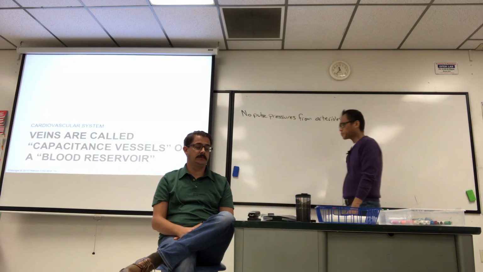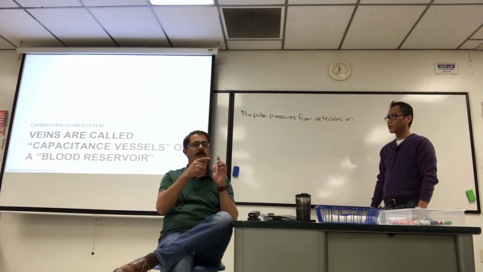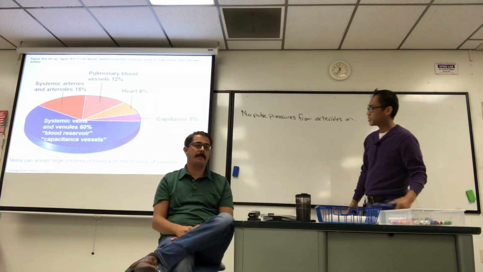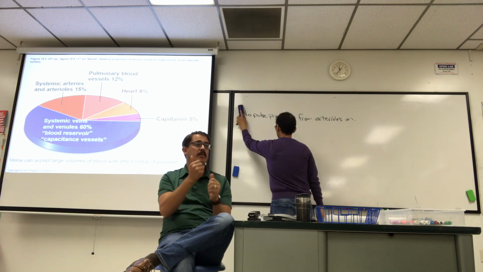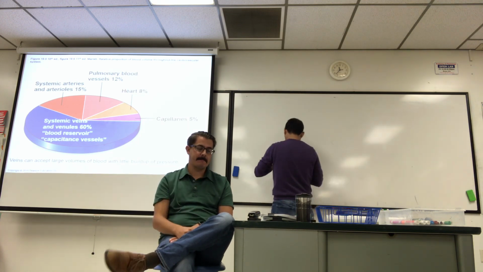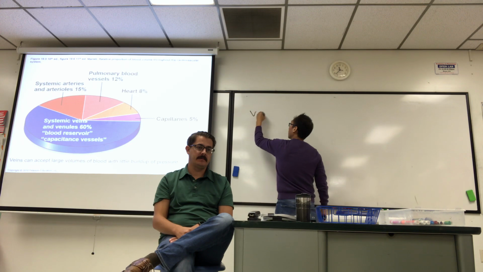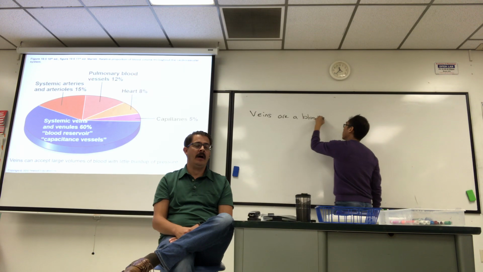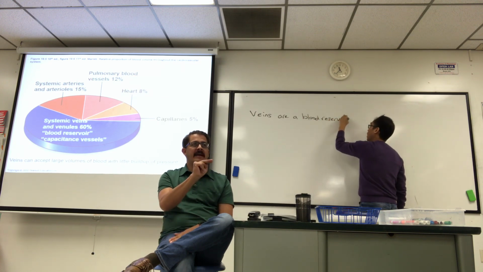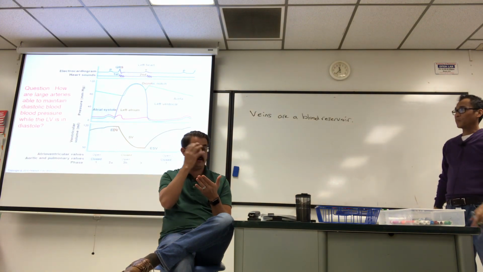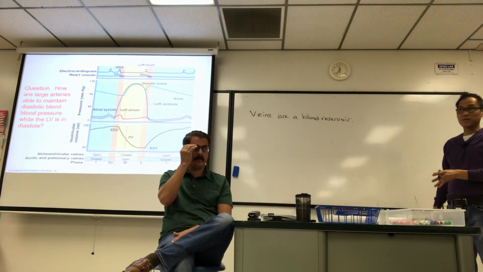Here's a picture showing why veins are called your capacitance vessels or your blood reservoir. Just look at the pie chart. Most of the blood is in the veins. So, the veins are a blood reservoir. Now, we already noted that, but I would have noted right next to the answer to my next question. I kind of already answered this question.